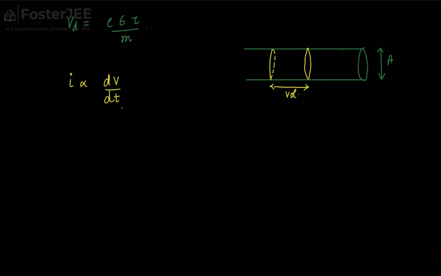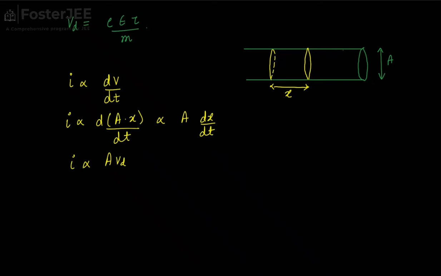Now, the volume of the cylinder can be written as this length, suppose this length is x, into the area of cross section. So I is proportional to d of A times x upon dt. Since area is constant, it comes out of the differentiation. It becomes A into dx by dt, where dx by dt is the velocity of this travel, and we know that it is equal to vd. So I becomes proportional to A vd.